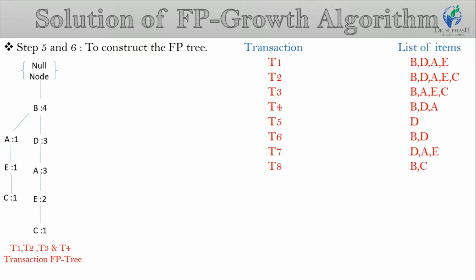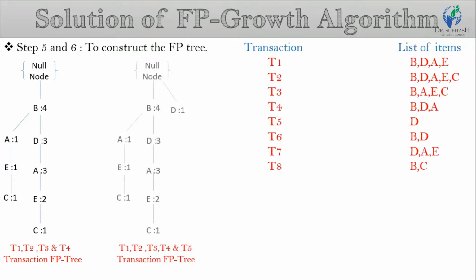Now, in the fifth row, or fifth transaction, we have only one item, D. Now we have the opportunity to draw a new branch from the null node, as seen in the figure, and we give the occurrence of D. So D occurs the first time.